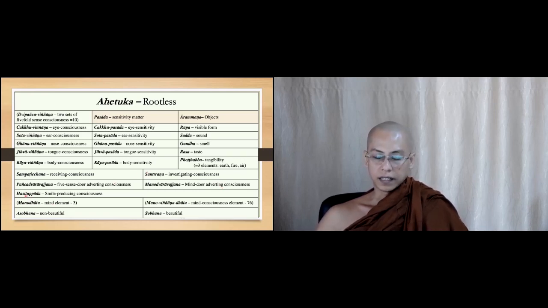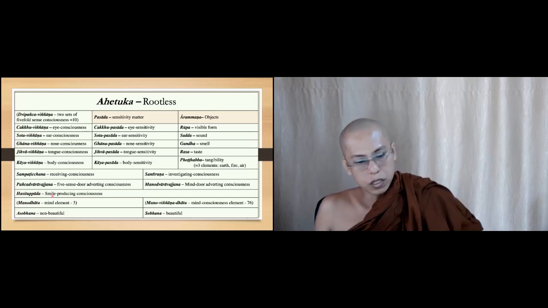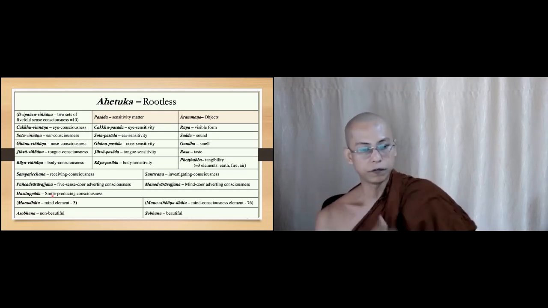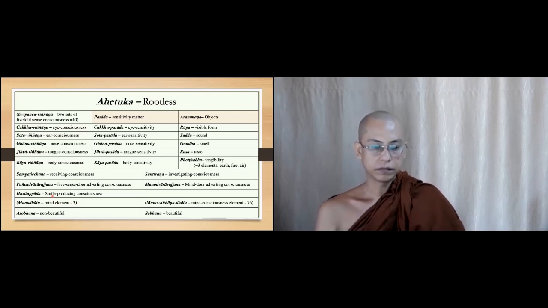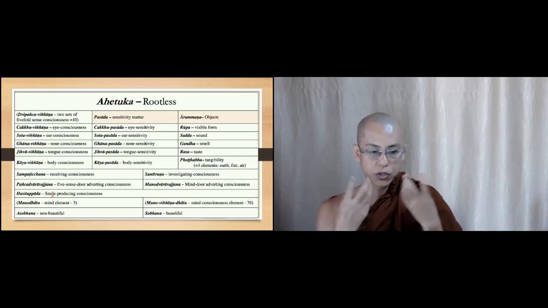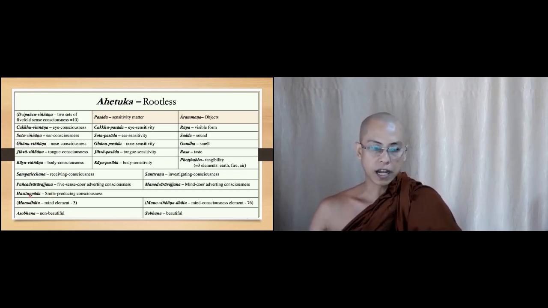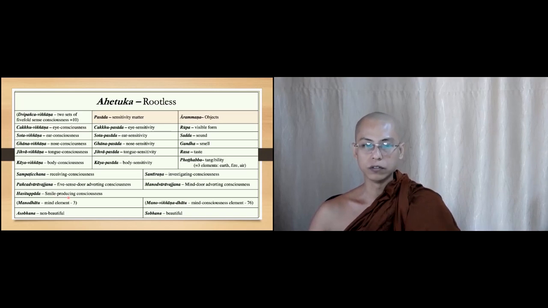Then another usage, Hasituppada, smile-producing consciousness. Hasita is smile. So Hasituppada, smile-producing consciousness. When we smile, by the condition of the mental activities, it produces our smiling. This is one type of mental phenomena which can produce a smile. But this is related only to the arahat, not for us.